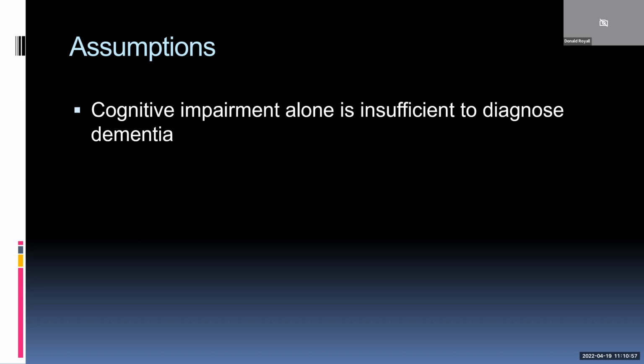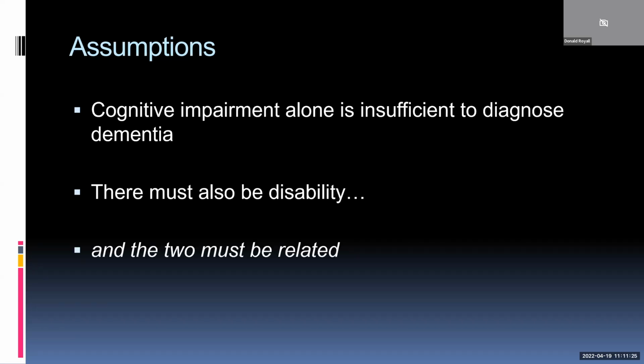So at its very heart, dementia, I would argue, is not explained by cognitive impairment alone. If it were, then there'd be no such thing as cognitive impairment, no dementia, or mild cognitive impairment. So cognitive impairments alone are insufficient to diagnose dementia. You also have to show that there's disability, and I mean disability in instrumental activities of daily living. And furthermore, you have to show that the two are related.